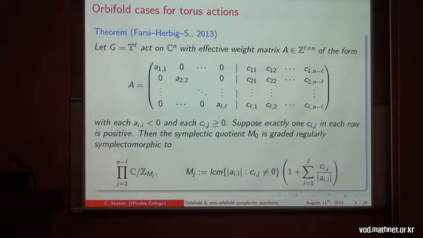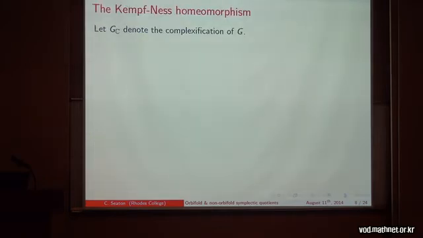These cases are simple enough so that you can compute the invariant polynomials and the ideal that defines the zero fiber of the limit map, and so you can explicitly compute the graded regular symplectomorphism in these cases. Now, probably a lot of us are thinking that this is somehow related to a toric variety associated to this weight matrix. And so I'll just recall the Kempf-Ness homeomorphism.